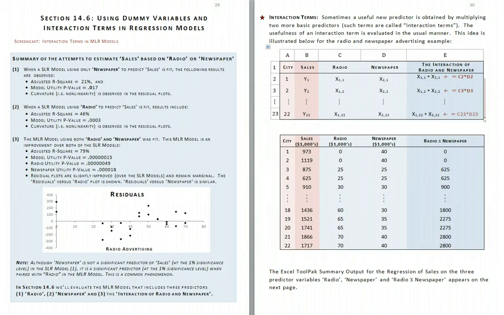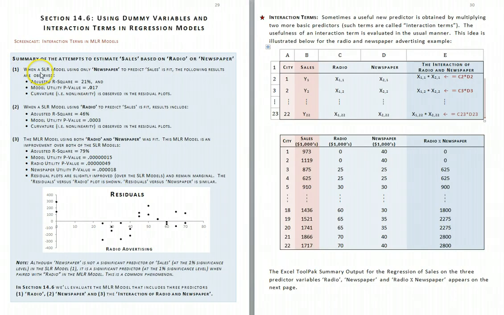This screencast is about using an interaction term as an independent variable in a multiple linear regression model. We present this new idea in the context of our previous example that used radio advertising expense and newspaper advertising expense to estimate sales. Before we add an interaction term, let's review our earlier attempts to use radio and newspaper to estimate sales.